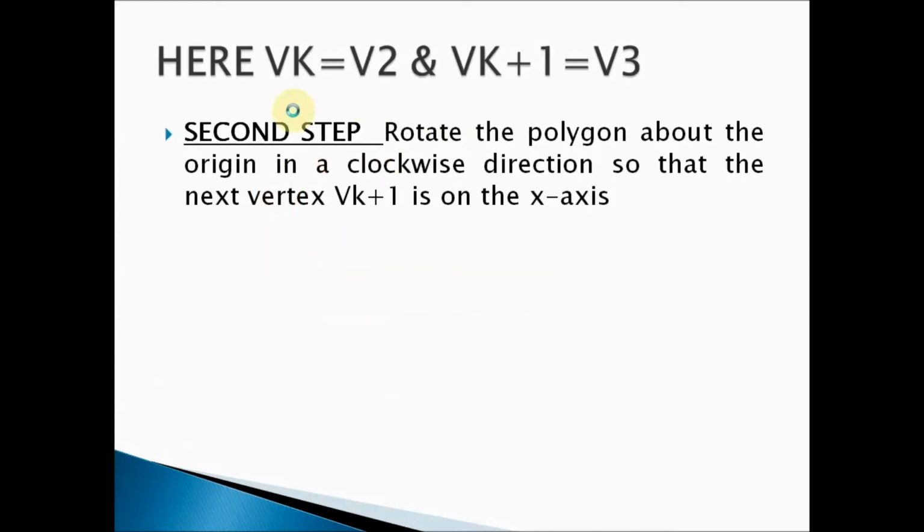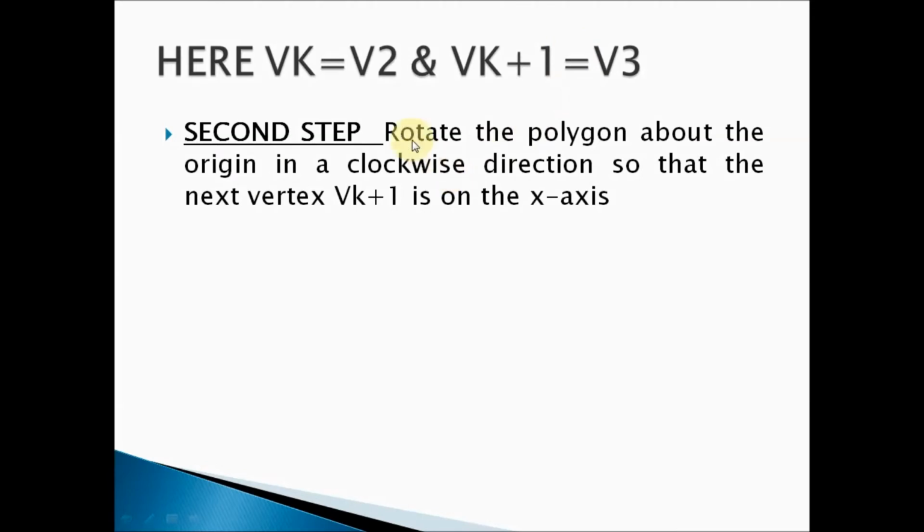Now the second step: rotate the polygon about the origin in a clockwise direction so that the next vertex vk plus 1 is on the x-axis. It's very simple. So far you have to know that vk is v2. Now you know that vk plus 1 is v3. Here I am not considering v1, you know why. So vk is v2 and vk plus 1 is v3.